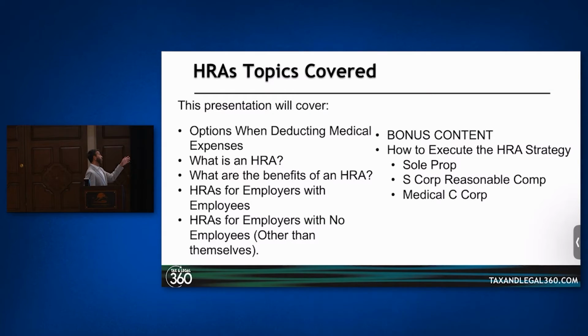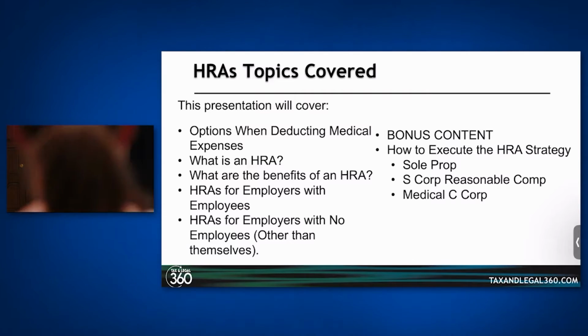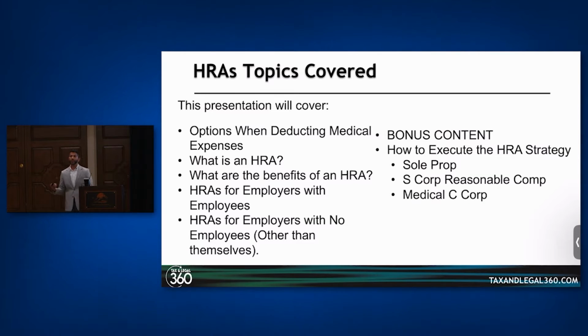Then I got some bonus content for you. I don't want to give that away just yet, but it's gonna help you save money on what Marx calls the F word, right? So FICA tax. And then how to actually execute this strategy. The thing with the HRA is that how you execute it depends on how your business might be taxed. So whether you're taxed as a sole proprietorship or an S corporation, it's going to be a little bit different. And I'm going to teach you just how you're going to implement each one.